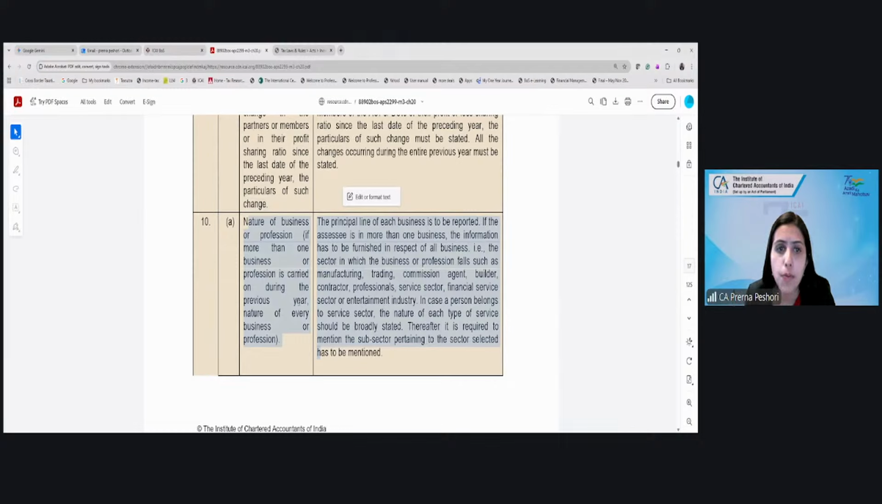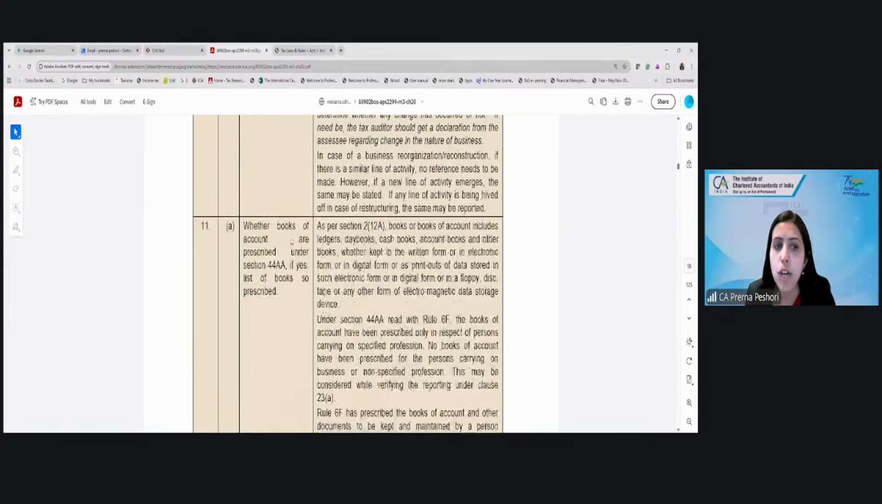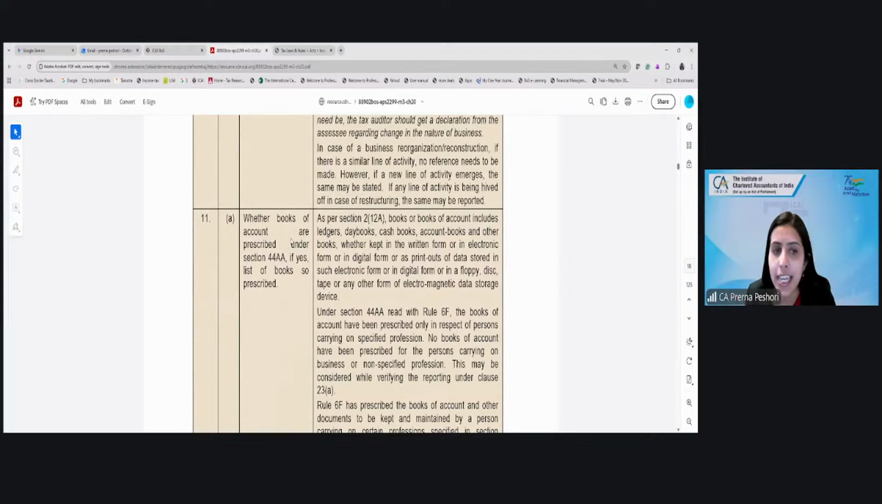Nature of the business or profession: MOA, AOA, partnership deed, right? From the business contracts, you will be able to ascertain that. If there is a change in the nature of business, the particulars of that change need to be mentioned. Okay. Whether the books of accounts are prescribed under 44A, if yes, list of books prescribed.